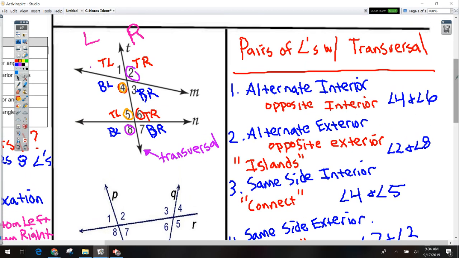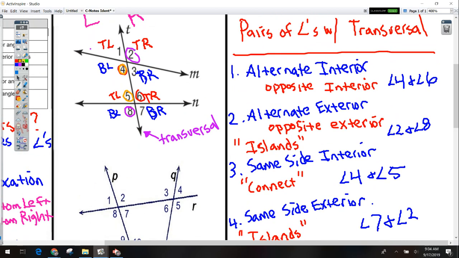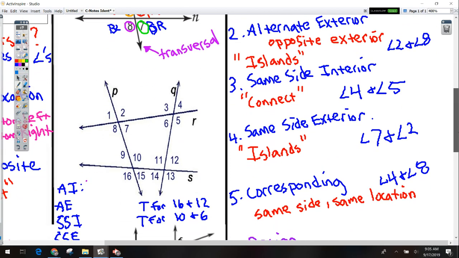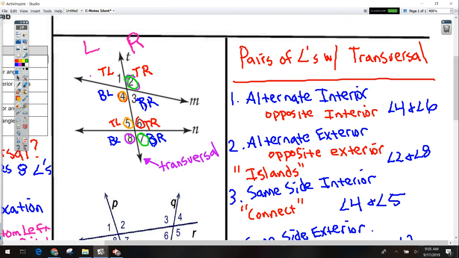Same side exterior. So if you look at angle 2 on the exterior, all up on an island by itself, on the right side, we have angle 7, same side exterior. Corresponding, so if you can think of it as same side, same location.